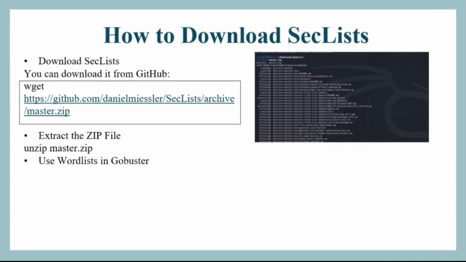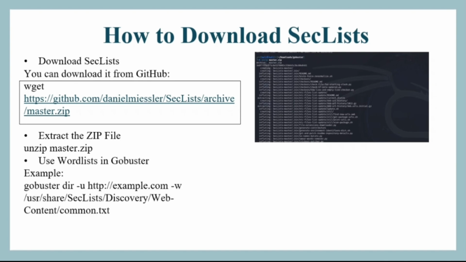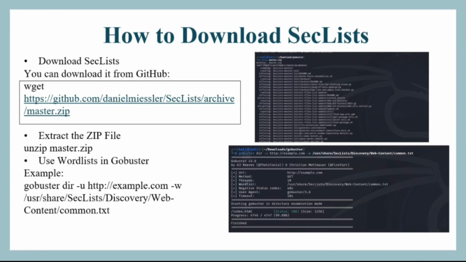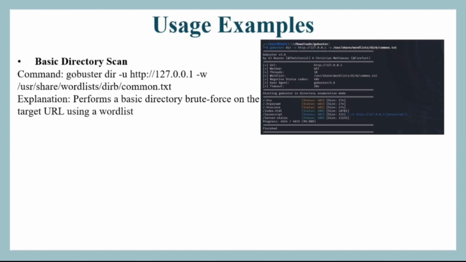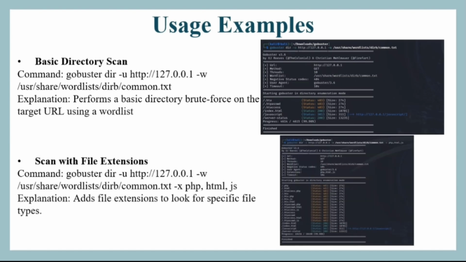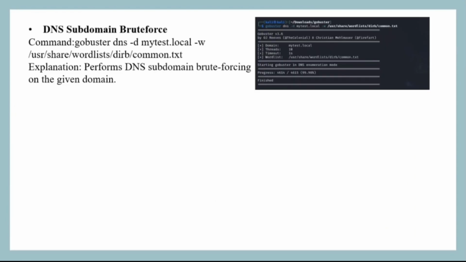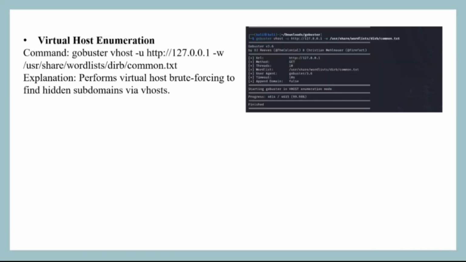Here is an example of how to use that word list in Gobuster. This command tells Gobuster to scan the website example.com for hidden directories using the common.txt word list. It tries each word from the list and checks if that directory exists on the website. These are some usage examples of Gobuster, and I will now demonstrate them. These examples include a basic directory scan, scan with file extensions, DNS subdomain brute force, scanning with increased threads, virtual host enumeration, and saving the output to a file.